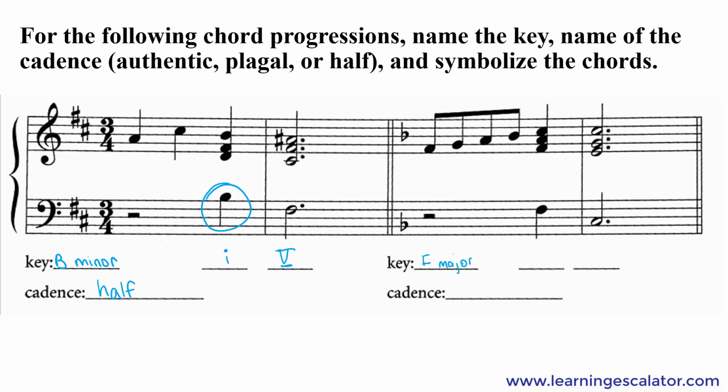And then this is the tonic, and it's a capital I because it's F major. And then the dominant, V, because C is the dominant of F major. So the cadence is 1 to 5 again, so it's a half cadence.